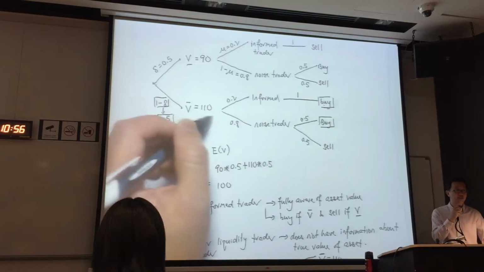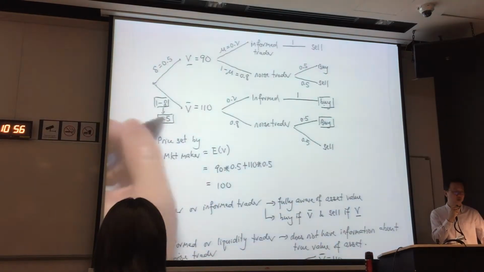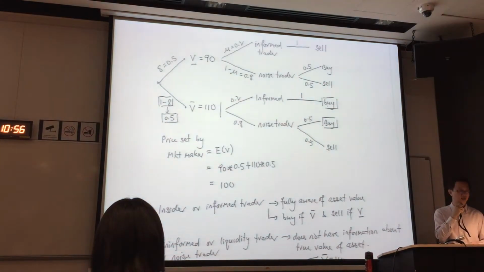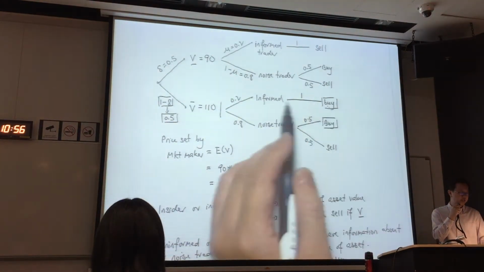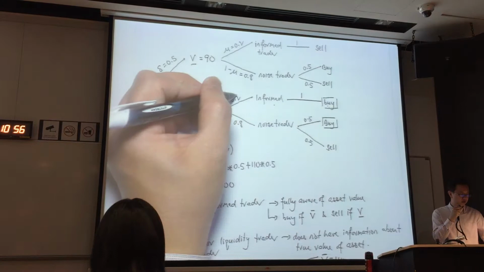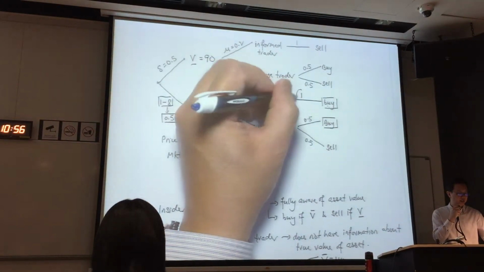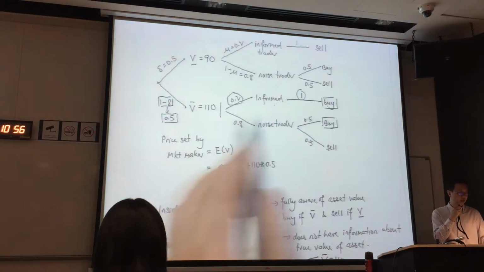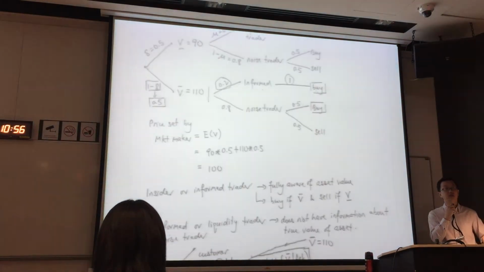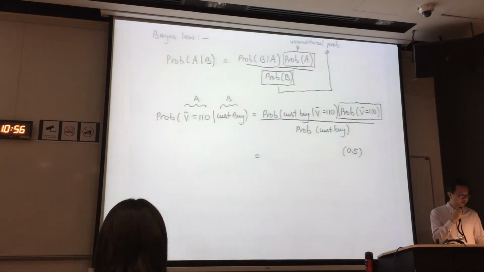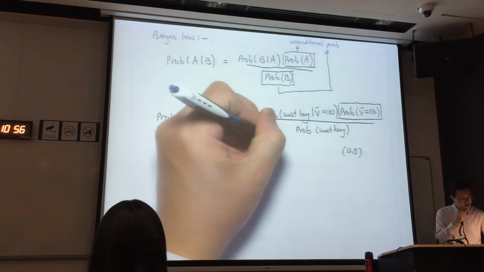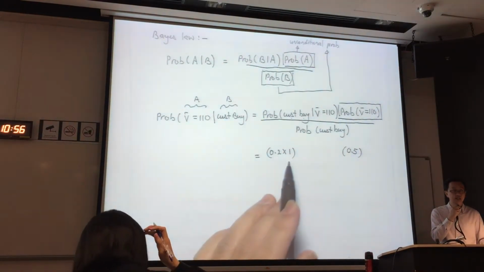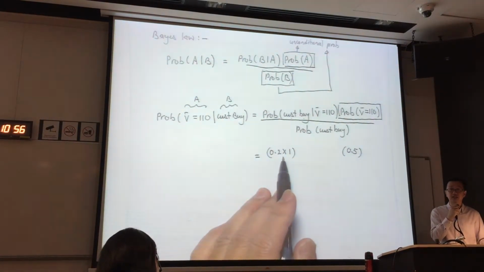So conditional on value is 110, that means we don't count this 0.5. We count the probability from here onwards. So what is the probability of buy trades by the informed trader? 0.2 times 1. Understand? So this is one of them. 0.2 times 1. This is the probability of buy by informed trader when the value is 110.